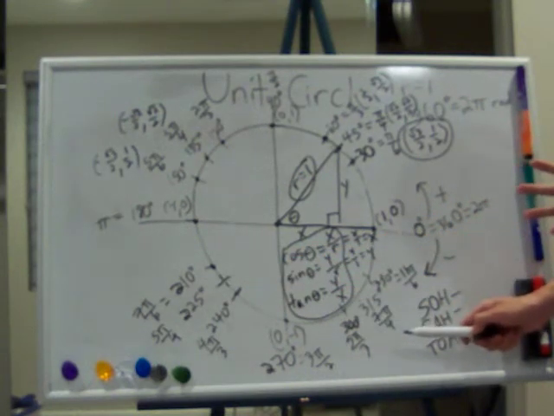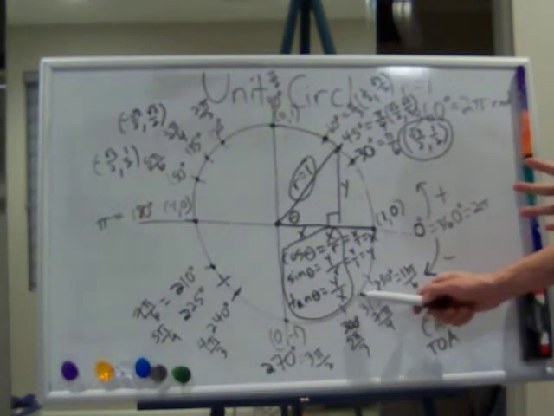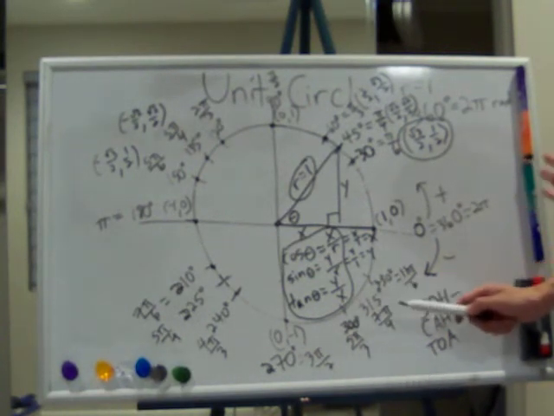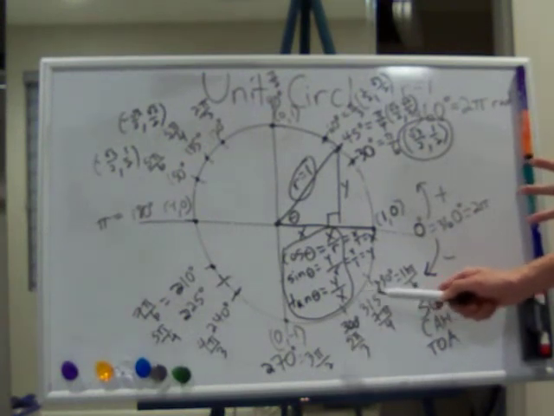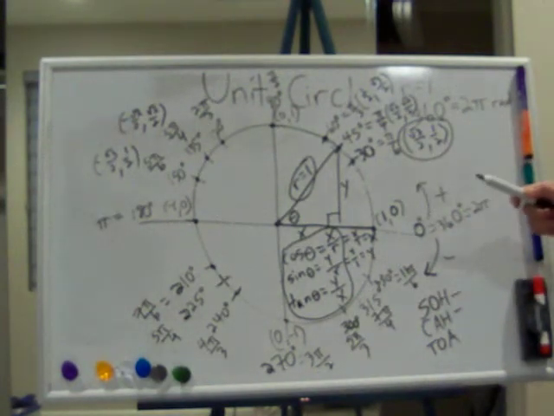How about tangent of 7 pi over 4? Tangent of 7 pi over 4 is going to be negative 1 because it's going to be positive x and negative y, right? Okay, so that one's pretty simple. So let's do a harder one.